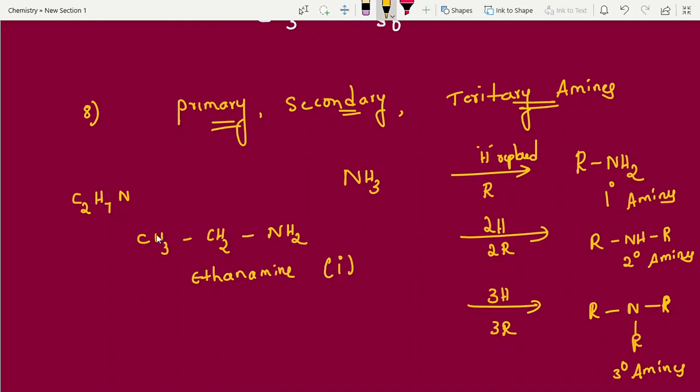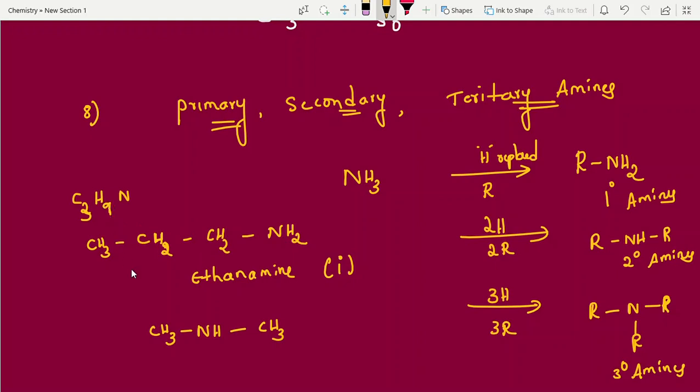Ethanamine is a primary amine. With this, can you write a secondary amine? What is a secondary amine? 2 methyl groups. That means NH, CH3, CH3. Right? Now, better you take 3, then you will understand better. CH3. Then what is this molecular formula?